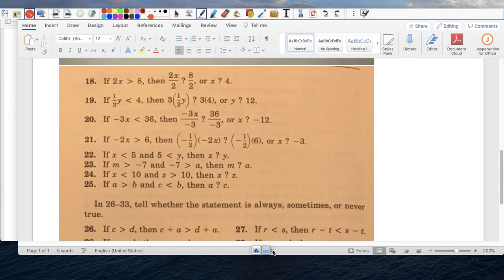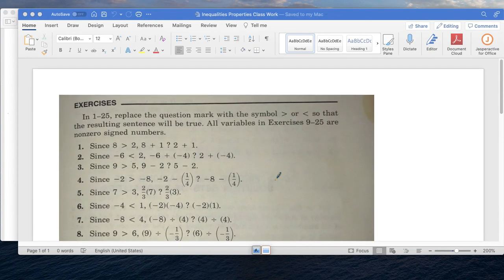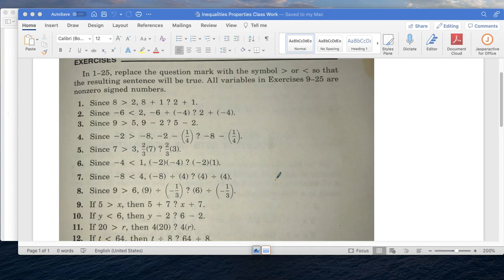I think you were supposed to do the even numbers. And this is pretty simple, but it goes back to reinforcing the properties we're talking about. It's understanding that if you add to both sides of an inequality or subtract, it doesn't change the result. The order of the inequality is still going to remain the same.